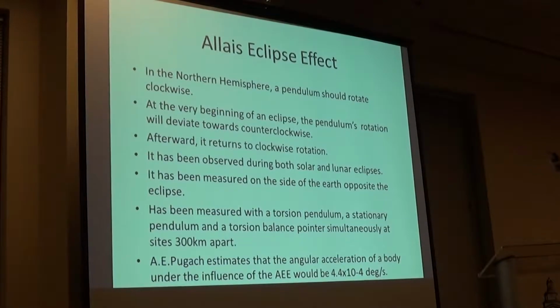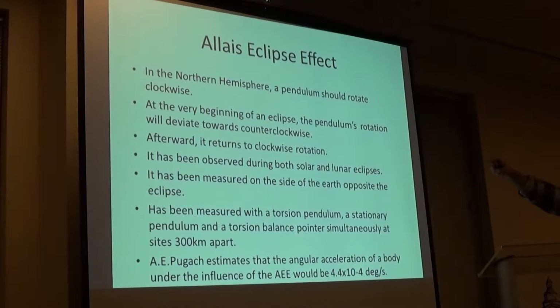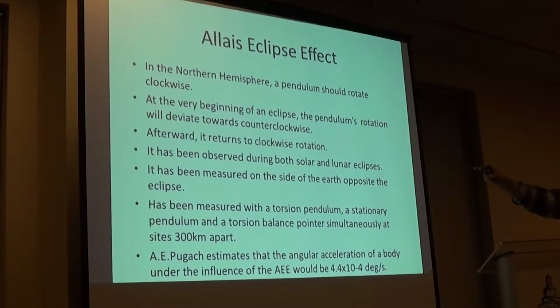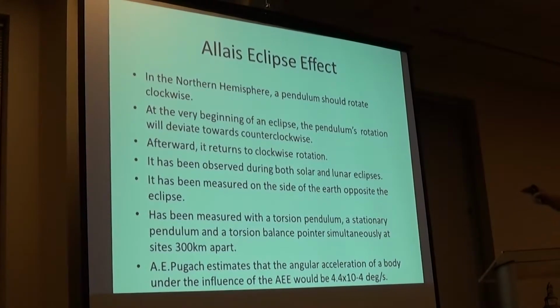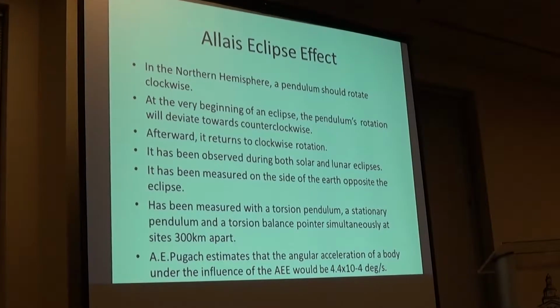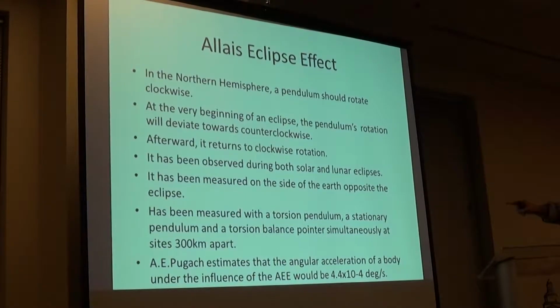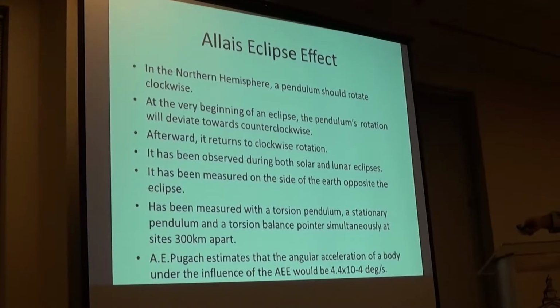This pretty much is what I just said. The northern hemisphere pendulum should rotate clockwise. At the very beginning of an eclipse, the pendulum's rotation will deviate towards the counterclockwise. Afterward, it returns to clockwise. Some people have observed this for both solar and lunar eclipses, and some have measured it on the side of the Earth opposite the eclipse. It's been measured with a torsion pendulum, a stationary pendulum, and a torsion balance.